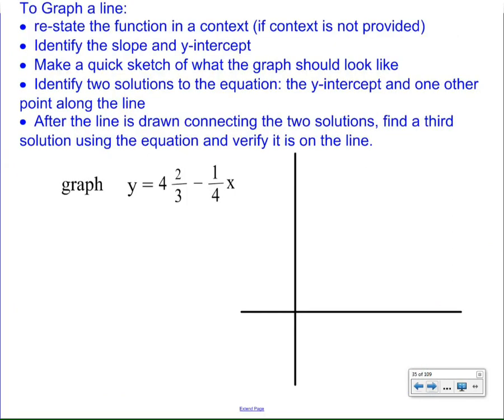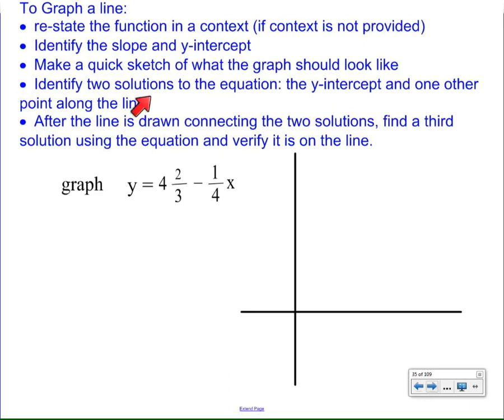So with that in mind, we can follow a specific procedure to graph a line. If you follow these steps, you restate the function in a context, which makes it something you can actually think about and reason about so that it's easier to follow. Then identify the slope and y-intercept, and you can improve that by adding the context. Make a quick sketch of what the graph should look like, so that you can already imagine where the solutions to the equation will lie.